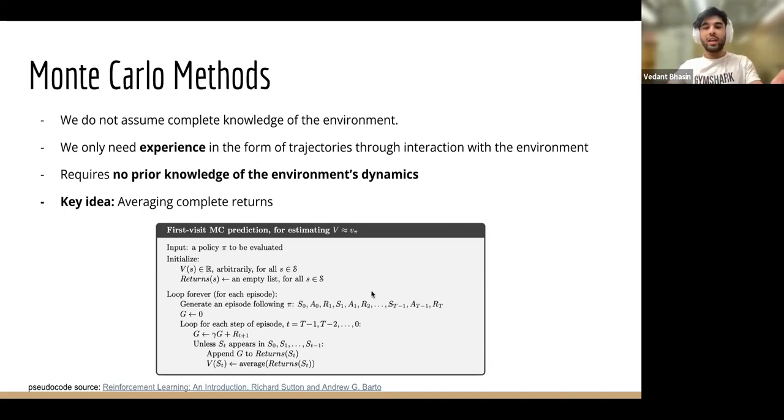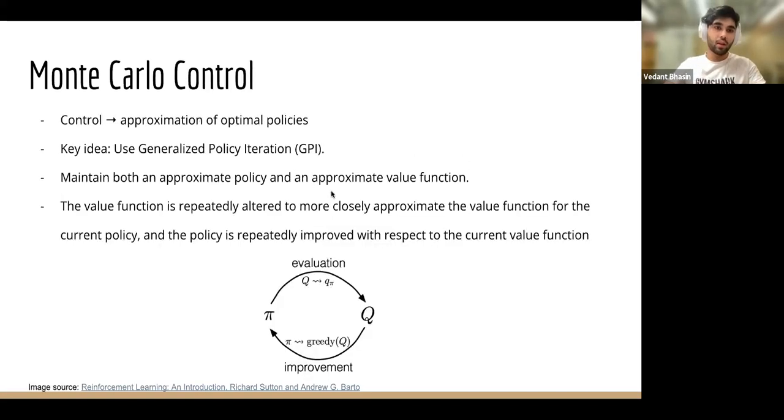I won't go into depth on how the algorithm works, but the key idea here is that we follow a trajectory to completion, so a complete episode, and then we update the values based on the average rewards we get. So the two key things here are that we're averaging the rewards over the entire episode, and we're only performing the update once the episode ends completely. Monte Carlo control is just the process of using this method to get an optimal policy. And this is done through a process of generalized policy iteration.